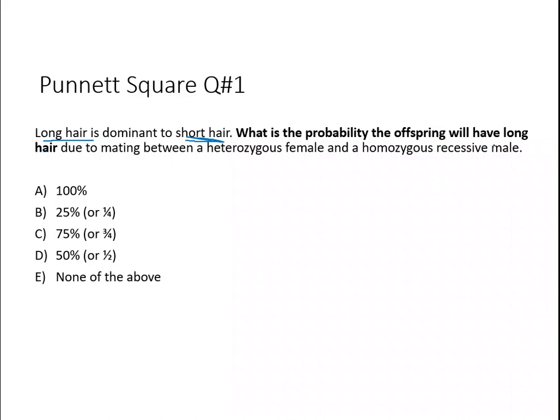What is the probability the offspring will have long hair if we have a mating between a heterozygous female and a homozygous recessive male? So I would recommend that you first choose a letter and then use that letter in its uppercase form to represent the dominant trait and its lowercase form to represent the recessive trait. And then determine the genotype of the female and the genotype of the male.